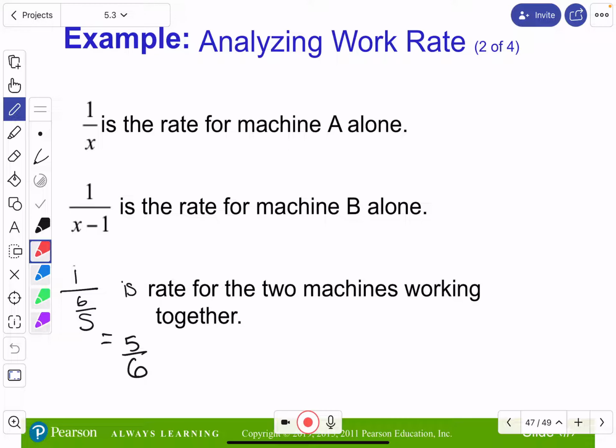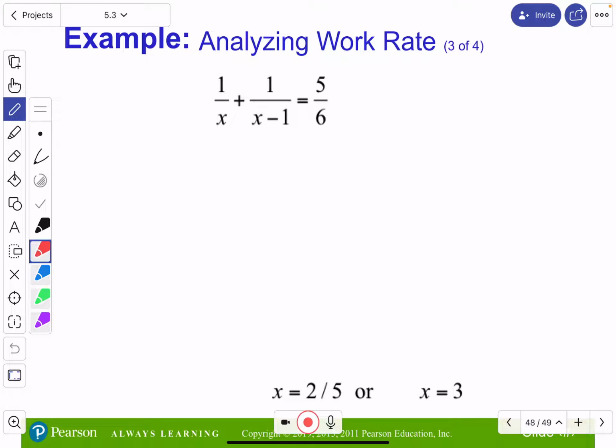So 1 over x is the rate for machine A. 1 over x minus 1 is the rate for B. And then to do the rate together, we do 1 over 6/5, which flips the fraction and makes it 5/6. That's where those come from. Now, if we put our two rates together, so machine A plus machine B gives us the total rate. That's where these three fractions come from. So now we solve. Use what we talked about to practice this and then come check.